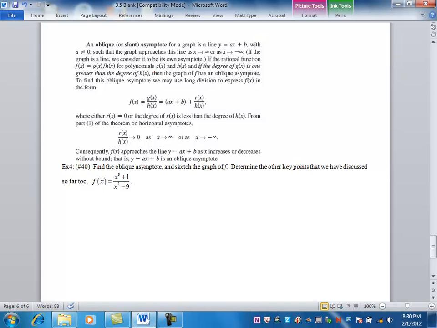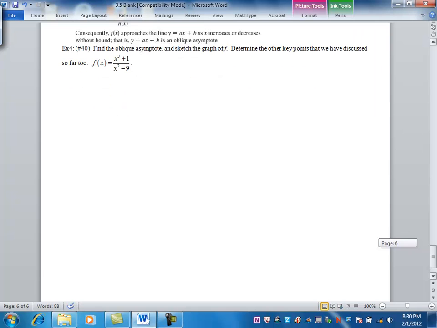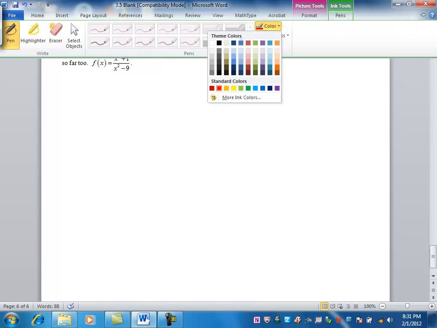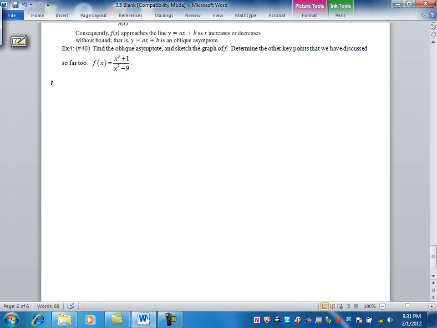Okay, so let's see what's going on here. Find the oblique asymptote and sketch the graph of f of x. Determine the other key points that we have discussed. Alright, so let's go back to our checklist here. I'm going to get my black ink back here. We're going to start out by looking for the x-intercepts.